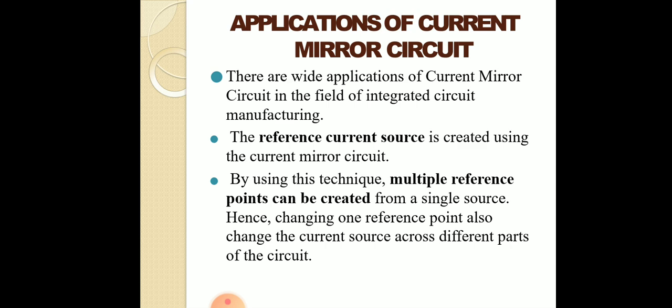Now I will explain the applications of the current mirror circuit. First of all, there are wide applications of current mirror circuits in the field of integrated circuit manufacturing. The reference current source is created using the current mirror circuit. By using this technique, multiple reference points can be created from a single source. Hence, changing one reference point also changes the current source across different parts of the circuit.